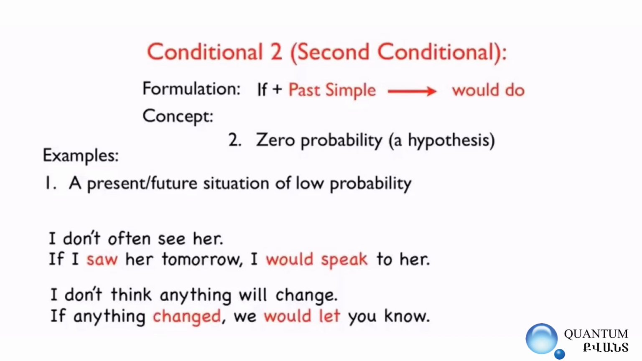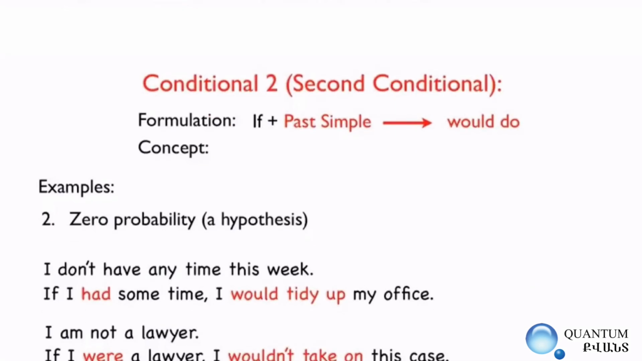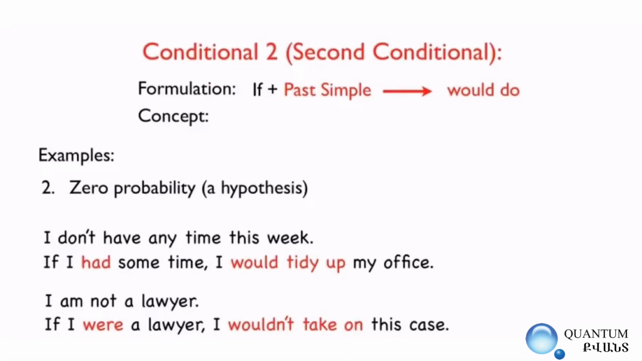For example, I don't often see her. If I saw her tomorrow, I would speak to her. Or, I don't think anything will change. If anything changed, we would let you know. Now, zero probability or a hypothesis. I do not have any time this week. If I had some time, I would tidy up my office. Or another one, I'm not a lawyer. If I were a lawyer, I wouldn't take on this case.